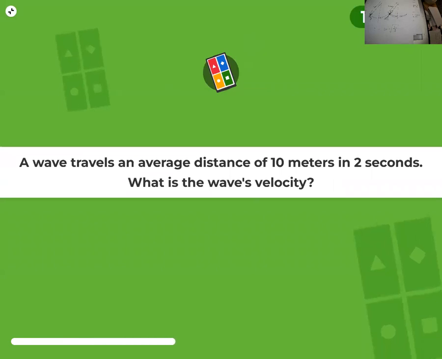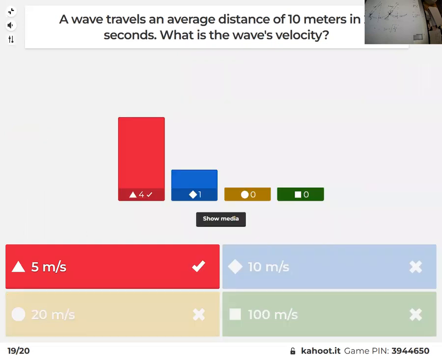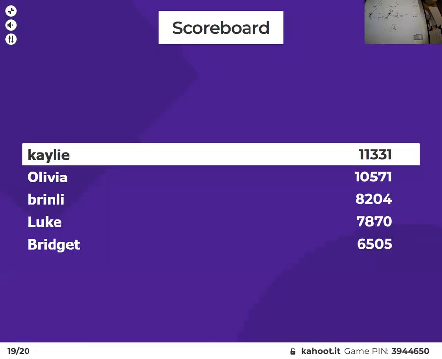A wave travels 10 meters in 2 seconds. What's the wave speed? 5 meters per second, right? So 10 meters divided by 2 seconds, that's 5 meters per second.